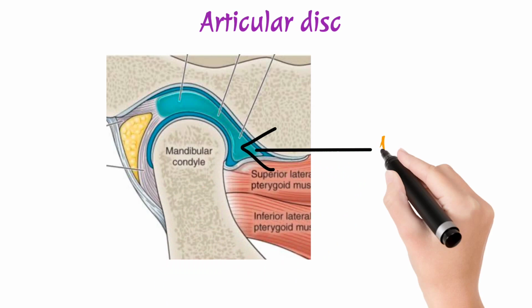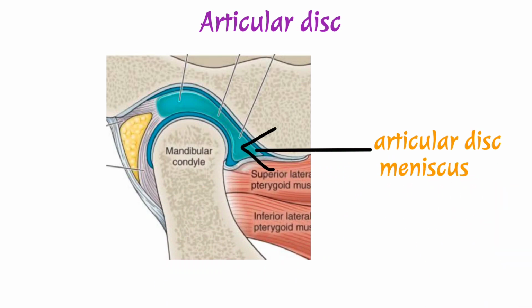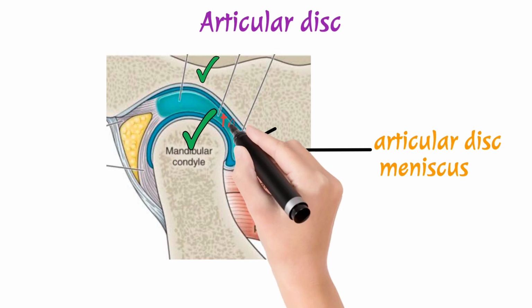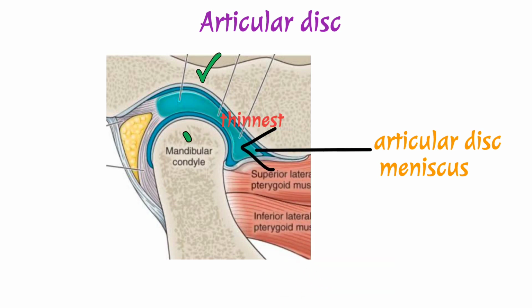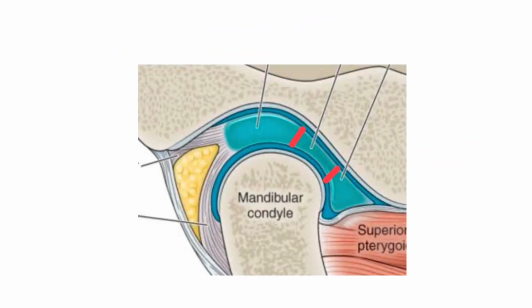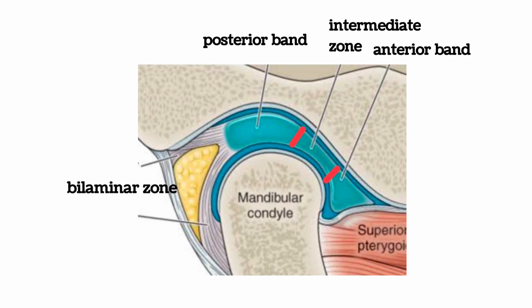The articular disc, or meniscus, is a biconcave pad of fibrous tissue, located between the condyle and the articular surface of the temporal bone. The disc is thinnest at the center, and thicker towards the periphery. The articular disc has 4 distinct regions: anterior band, intermediate zone, posterior band and bilaminar zone.